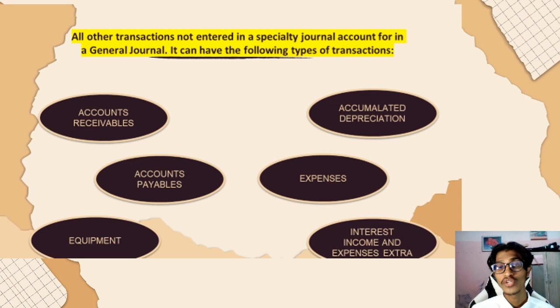Next, we move on to the next slide, which is that all other transactions not entered in a specialty journal are accounted for in the general journal. It can have the following types of transactions: first, accounts receivable; second, accounts payable; third, equipment; fourth, accumulated depreciation; fifth, expenses; and lastly, interest income and expenses.